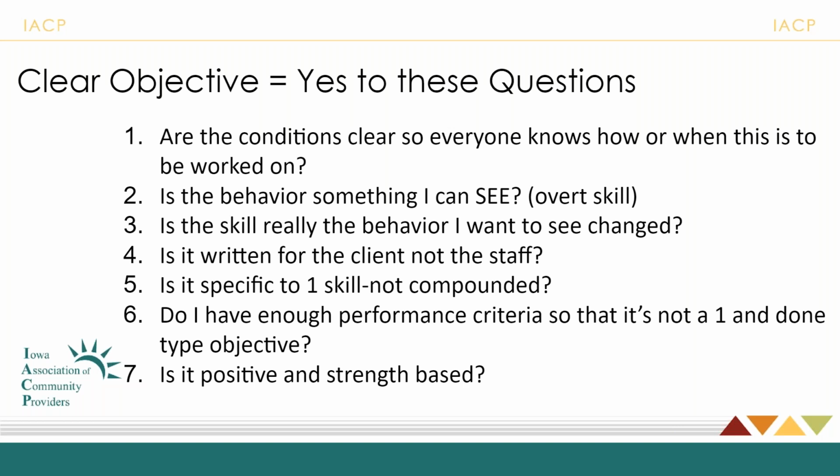Is it positive and strength-based? Does it state what the person wants to do versus what they're not supposed to do? So, Lisa wants to maintain good friendships. The objective is that I will maintain personal space when I'm interacting with peers. Or does it say Lisa will maintain good friendships, Lisa will not hit or swear at her peers? So, keeping it positive.